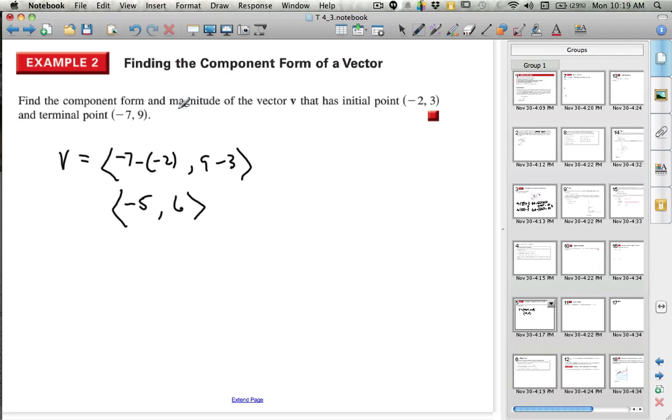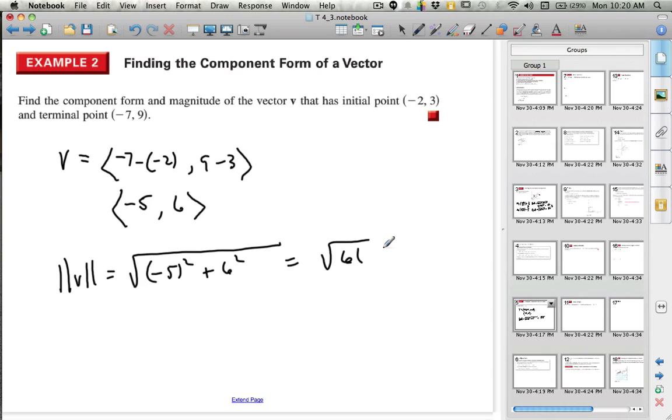Okay, and if I want to find the magnitude now, my magnitude of v will be found using the distance formula. So this is the difference of the x-coordinates, and this is the difference of the y-coordinates. So it's going to be negative 5 squared plus 6 squared. 25 and 36 is root 61. Okay, so component form, magnitude.